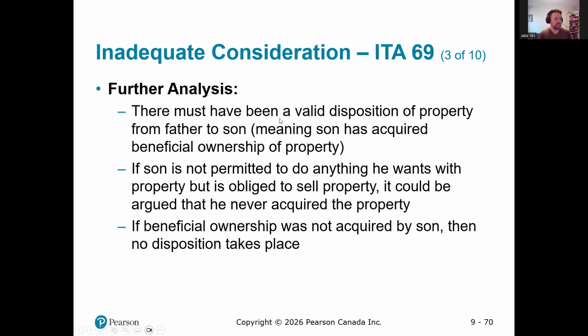So there must have been a valid disposition of property from father to son, meaning to make a valid transaction, basically the son needs to have paid me the fair market value. So if transactions occur at fair market value, the $200,000, then there's not really any concern. The issue is if I sell it to a family member, sell it to my son at my cost, and it does not equal fair market value. I've given them a discount.